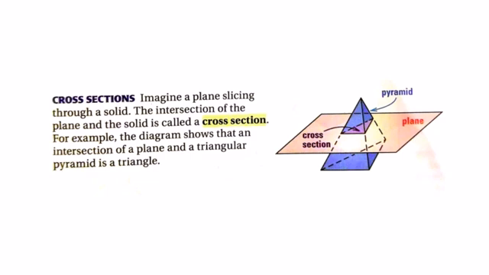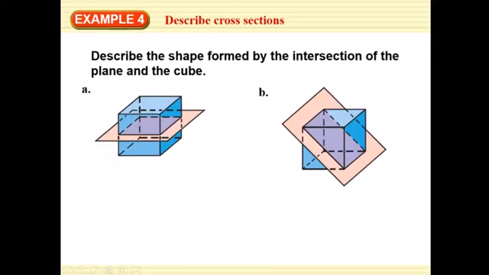The intersection of a plane and a solid is called the cross-section, and you can see to the right where the plane intersects that triangular pyramid. The cross-section of where it cuts it is a triangle, and it's not always the case that the cross-section is going to be the same shape as the base. So describe the shape formed by the intersection of the plane and the cube.